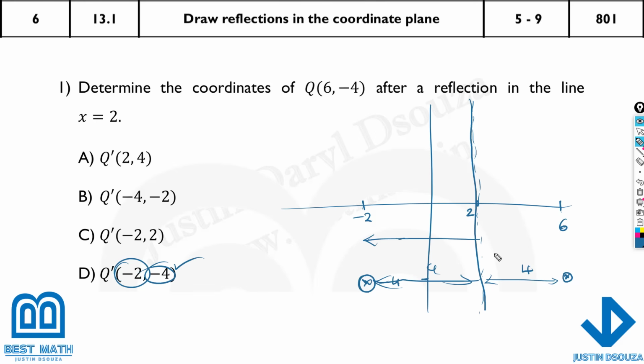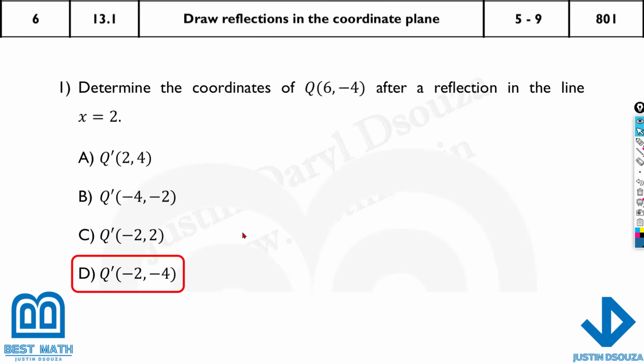Now the easy way: remember, when it's x = 2 or x = 5 or something like that, the x value will change, because you should see how much the distance is and then change it. The y value does not change at all. But if it was y = 3, say over here somewhere, then the y value would change. This distance goes behind, this changes, but the x value will remain the same in that case. It depends on where they have asked you to reflect it. The reflection line is important. So here it's option D.